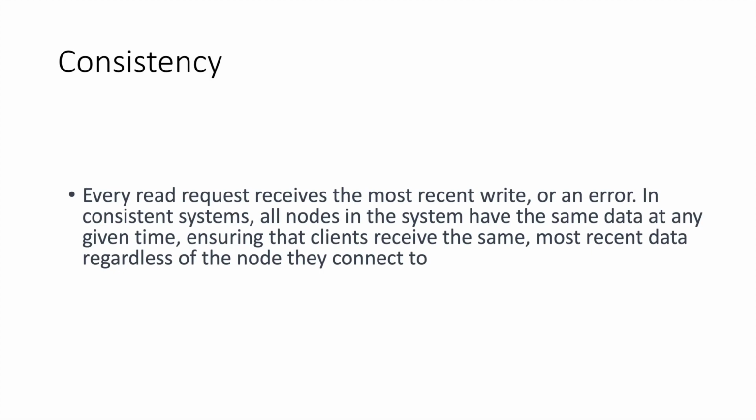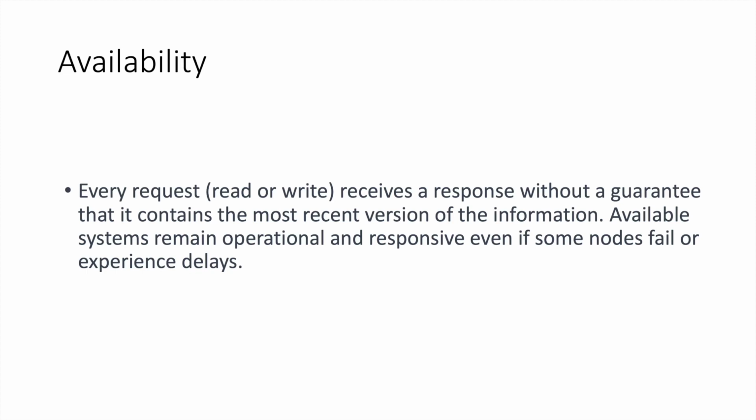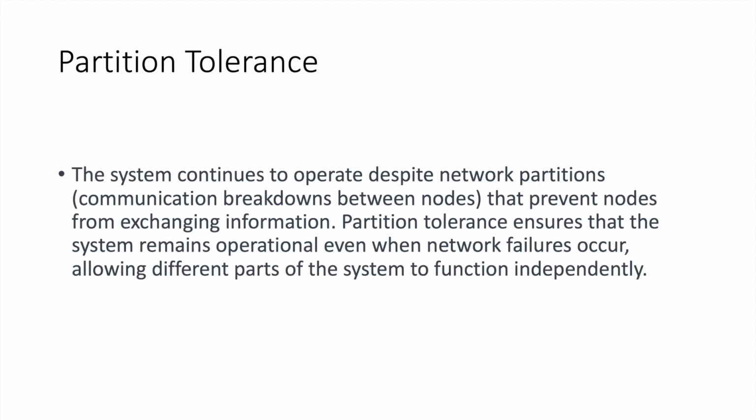Consistency says every read request receives the most recent write or an error. In consistent systems, all nodes in the system have the same data at any given point of time, ensuring that the client receives the latest data. Availability means that every request that you send to the system is always served. You may end up getting slightly old data, but your request will always be served. Partition tolerance means how your system operates when there is a network failure and a few nodes are not able to talk to each other. It's the system's capability to keep on functioning when there is a network failure within the nodes.